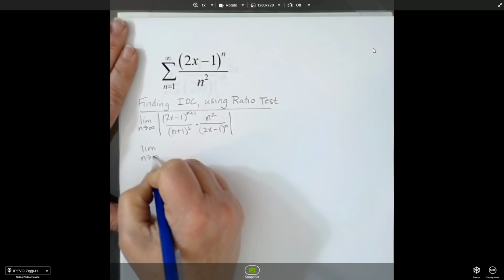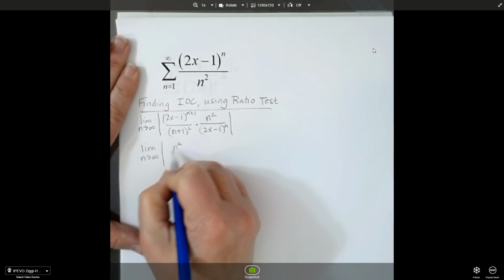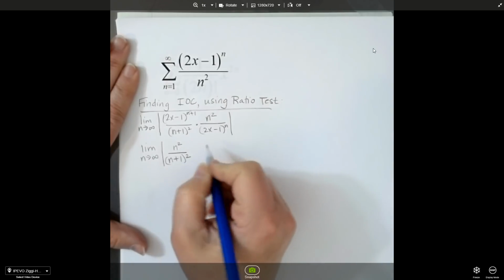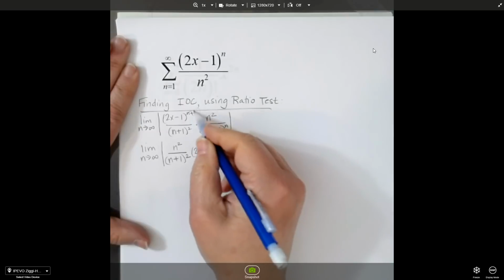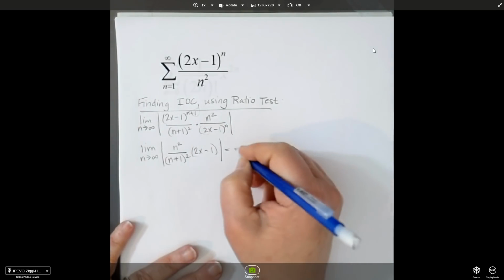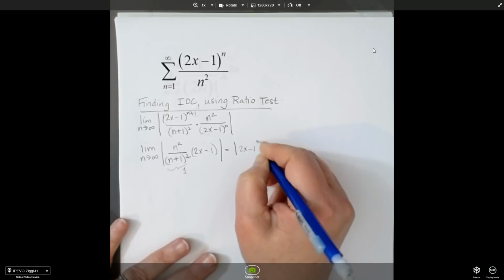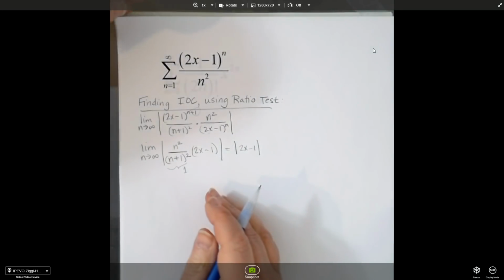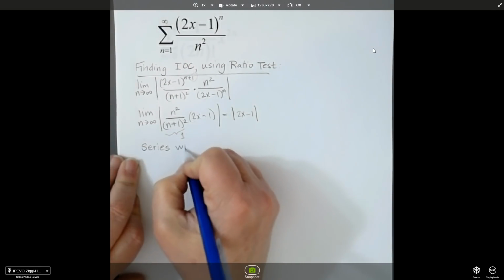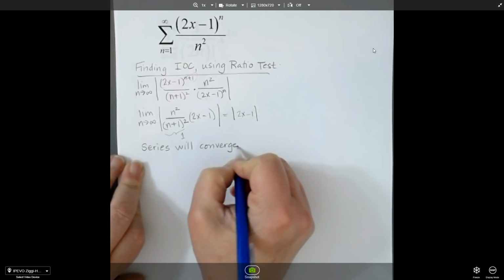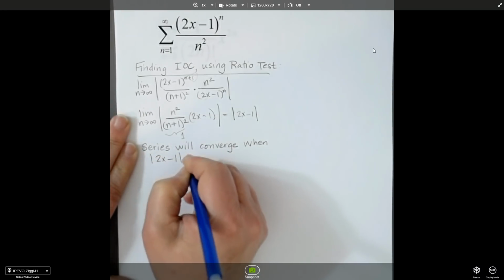The limit as n goes to infinity of, now I like to keep the n's together, so this is n squared over n plus 1 quantity squared, and I'm left with 2x minus 1, because I'm left with the one of them up there. And this equals the absolute value, because this goes to 1, again, nicely, of 2x minus 1. All right, so this series will converge when the absolute value of 2x minus 1 is less than 1.